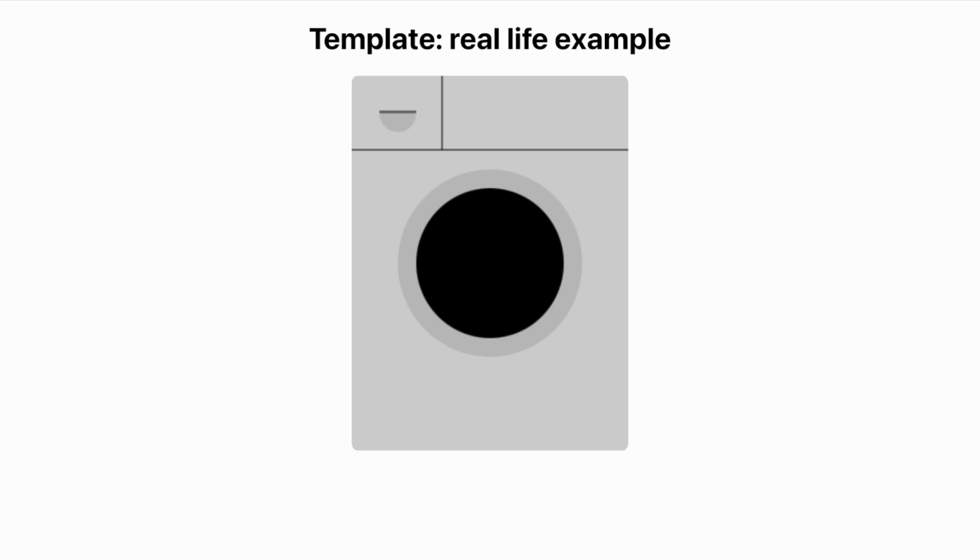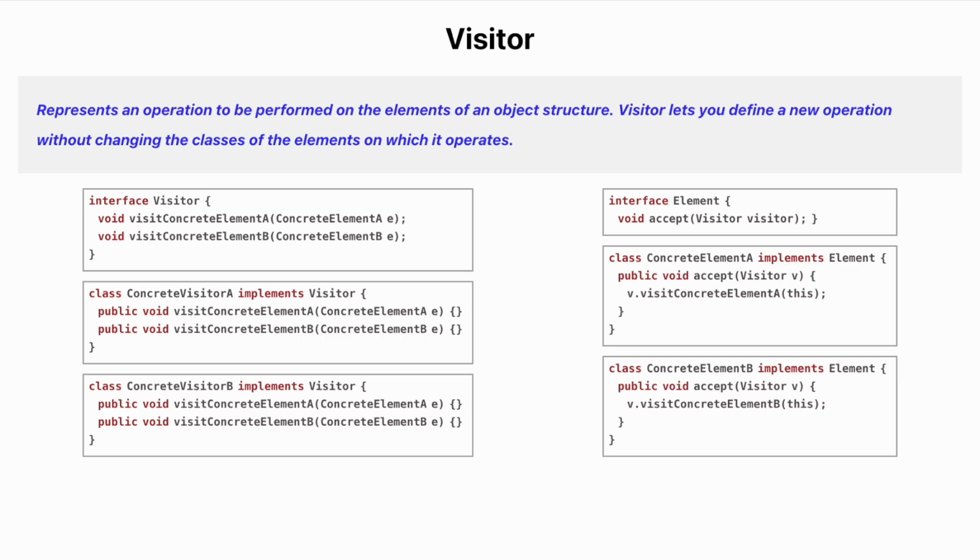Visitor represents an operation to be performed on the elements of an object structure. Visitor lets you define a new operation without changing the classes of the elements on which it operates. Here, there are two hierarchies, one for the object structure and another for the visitor. The client has the reference to both. The client will create the required concrete visitor class and pass that as an argument to the element class accept operation. Inside the accept operation, the visitor class visit concrete element is called according to the element subclass.